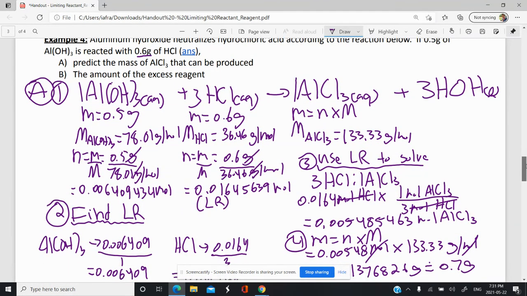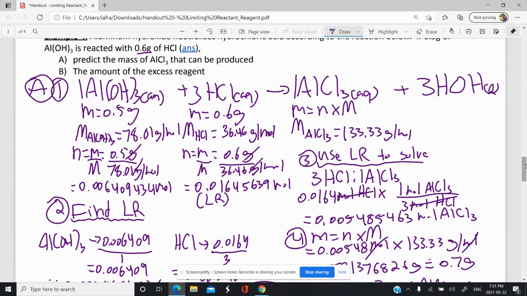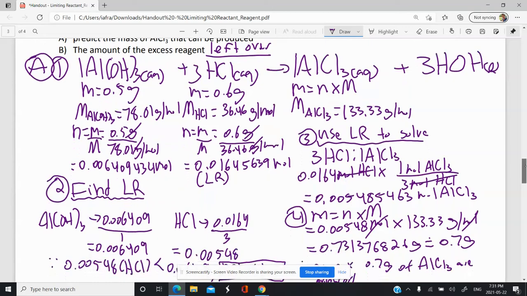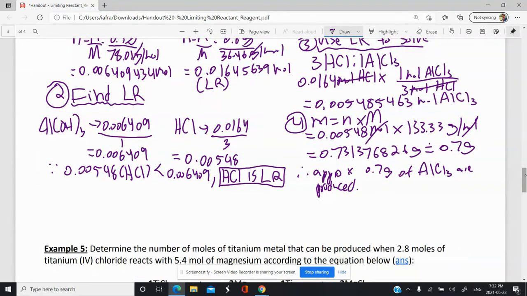Now, what we want to do in this question, this is worded kind of vaguely. We want to say the amount of excess reagent left over. So let's go ahead and try that out. We want to figure out how much excess reagent is left over. So for part B, here's what you do. I'm going to use a different color.